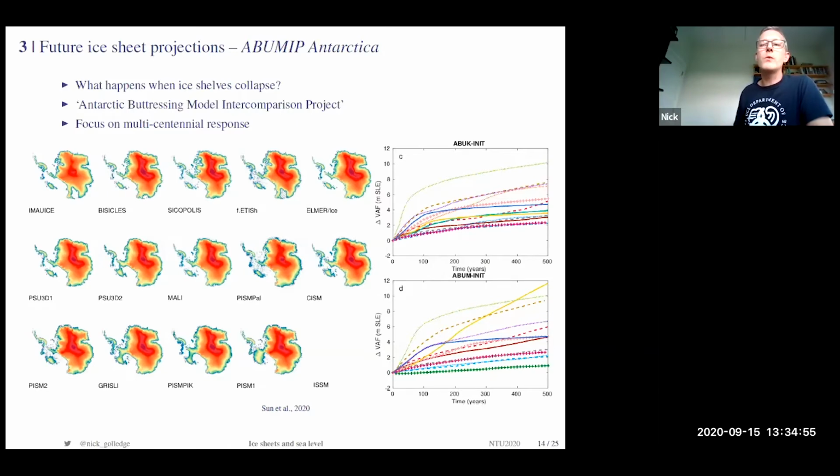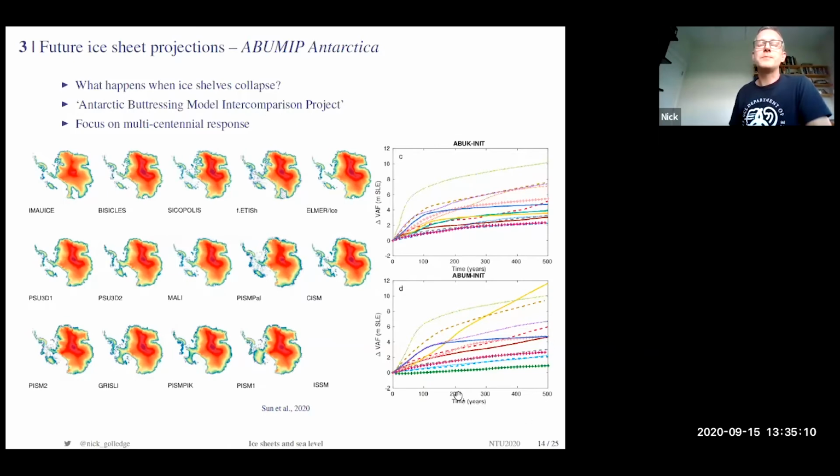We do know that we're capturing the right kind of responses. What we're seeing in terms of the model output is a difference in the magnitude of that response. And so that's an area that we need to work on.